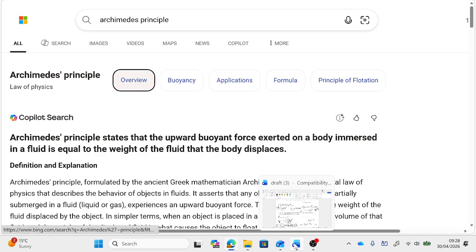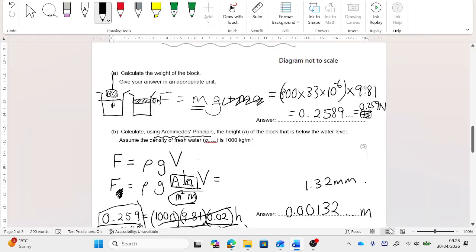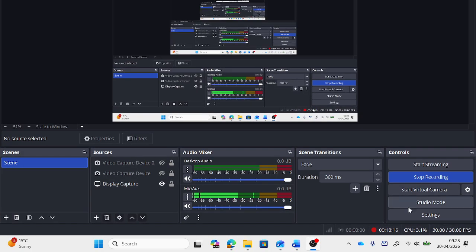Okay. So just to remind everybody, that's the principle. Archimedes' principle states that the upward buoyancy force exerted on a body immersed in a fluid is equal to the weight of the fluid that the body displaces. Okay, it's quite wordy, but that's the most accurate way to explain the Archimedes principle, because that is what it is.